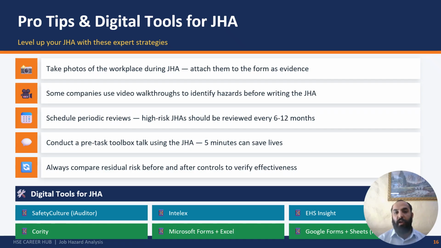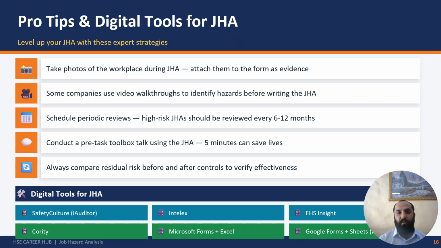And immediately after any incident, near miss, procedural change, or new equipment, put it in your calendar right now. Make it a habit. Tip 4: use it as a toolbox talk. Print the JHA, stand in front of your crew before the work starts, read through each step, point to the real hazard, hold up the controls, ask questions. What do you do if the harness anchor fails? That engagement, that conversation is what makes safety real for workers.